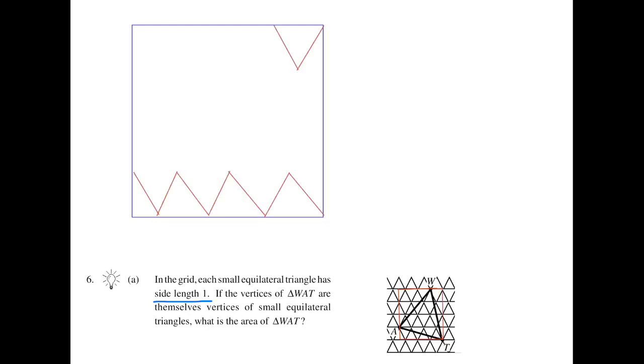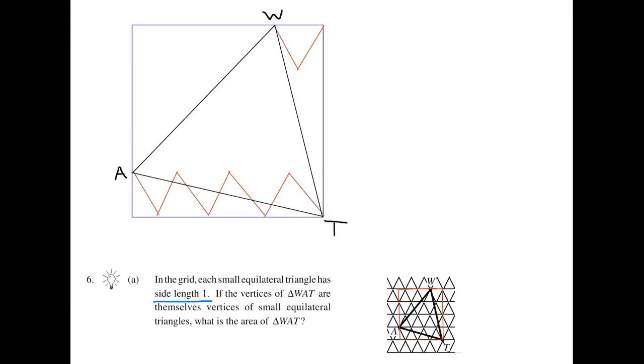Okay, to avoid making the diagram too confusing, I just drew a segment of those small equilateral triangles, but now I'm going to draw the vertices. And the vertices of the big one look like from here to there, and then from there all the way down to the bottom, like that, and finally connecting those two. So that is WAT, and we'll label it W, A, and T. And they want us to figure out the area of that.